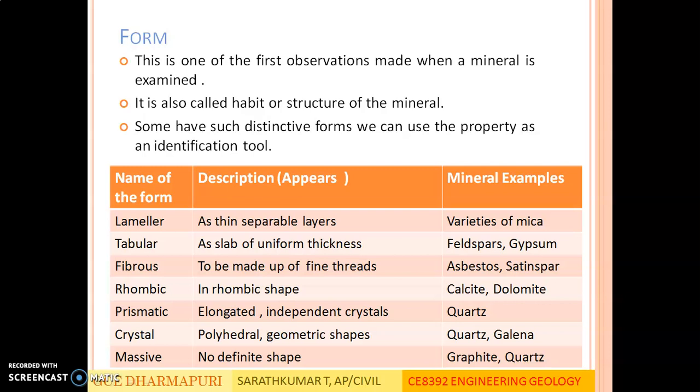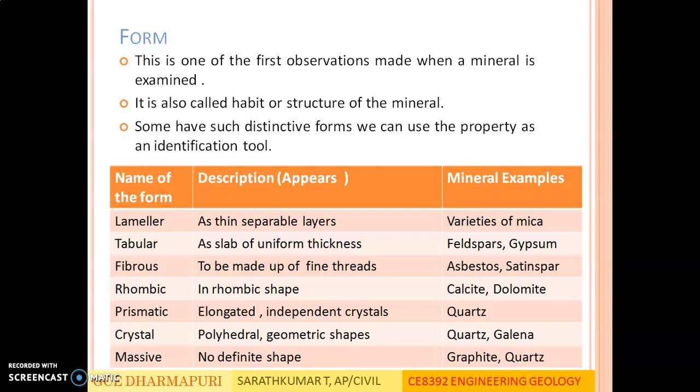Form. This is one of the first observations made when a mineral is examined. It is also called habit or structure of the mineral. It is simply what is the structure we are seeing upon the mineral. Some have such distinctive forms and we can use the property as the identification. Some of the most common forms are given here. Lamellar form. The mineral appears as thin separable layers. Examples are varieties of mica.